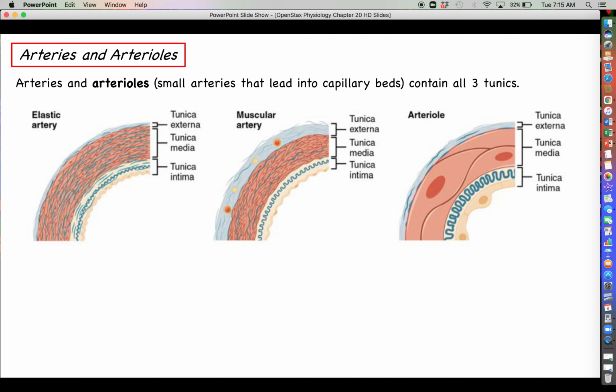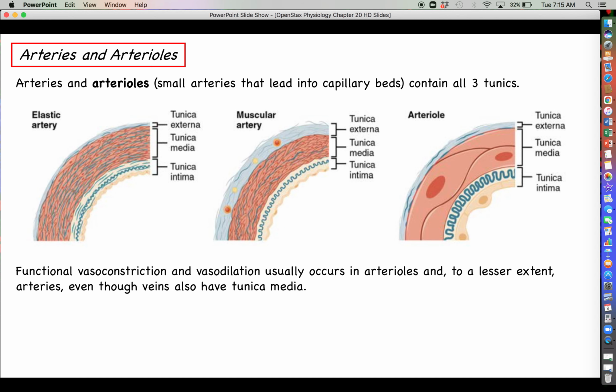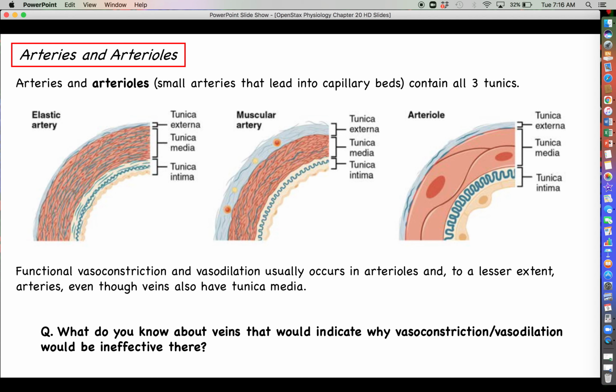So if we go ahead and focus a little bit on arteries and arterioles, these are going to contain all three tunics that we've seen before for the most part. So the main issue that we want to make sure we understand here is that because arteries and arterioles both contain tunica media, they are both capable of experiencing vasoconstriction and vasodilation. However, we are going to see, again, as I mentioned, really it's the arterioles that we want to vasoconstrict and vasodilate if we are trying to regulate blood flow into a particular tissue or organ.